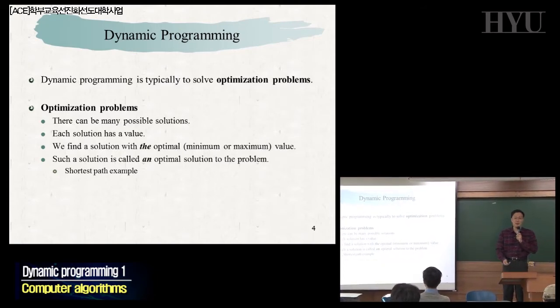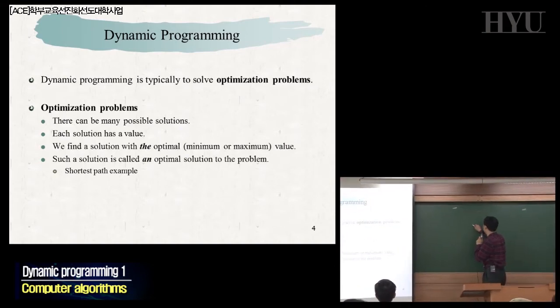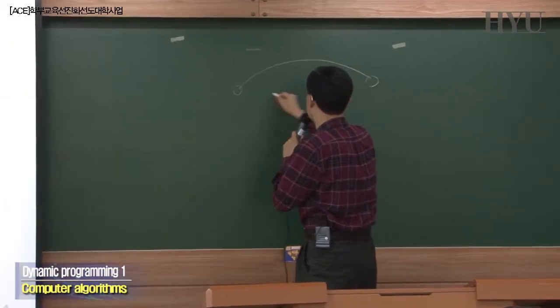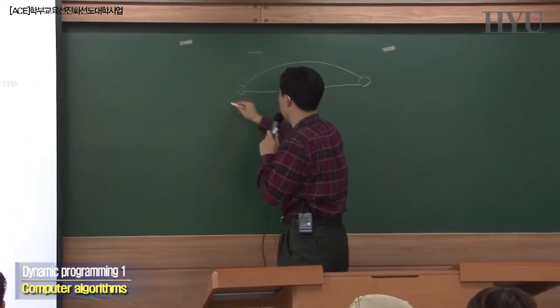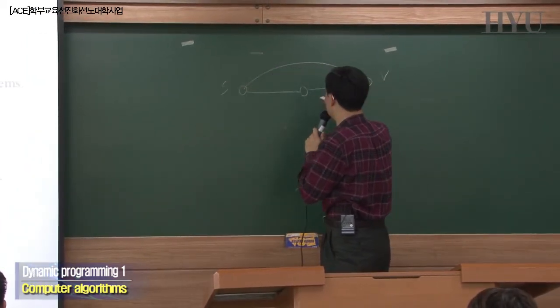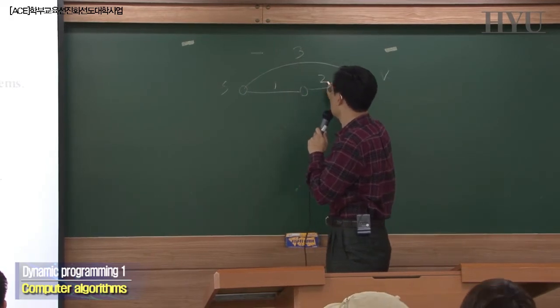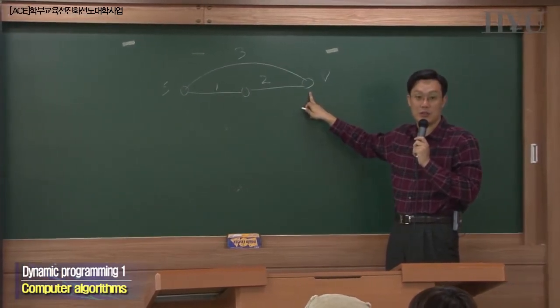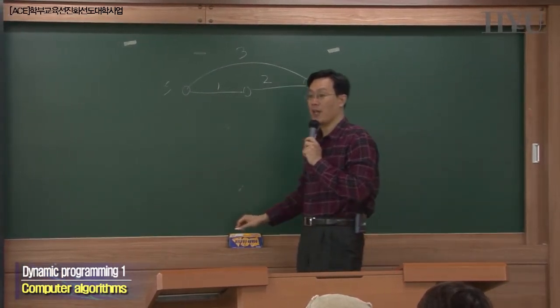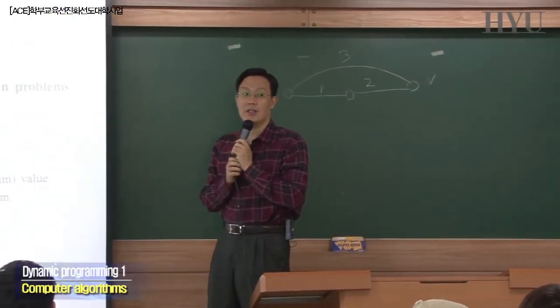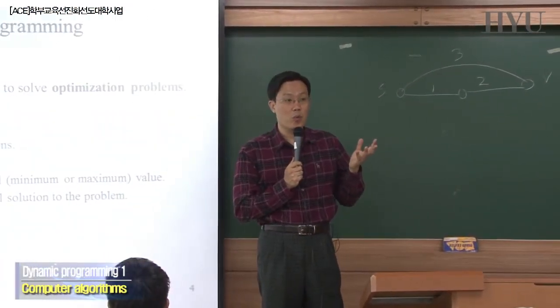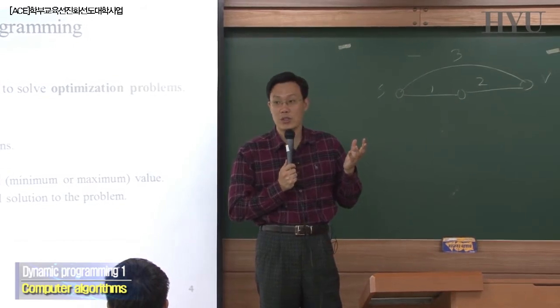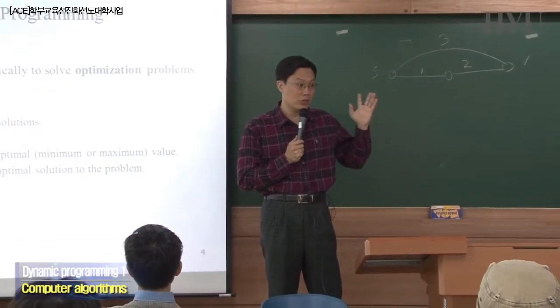The shortest path problem is a simple example. Look at this. This is the source vertex, and this is the destination. And then the shortest path problem is to find the lowest weight path or lowest cost path from the source to the destination.